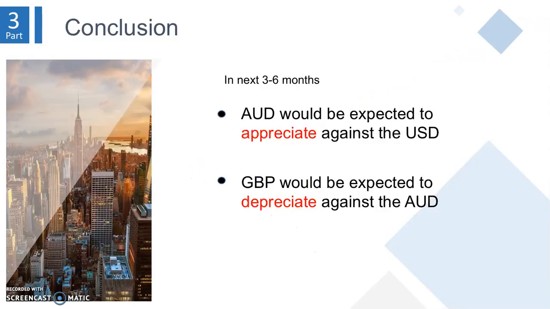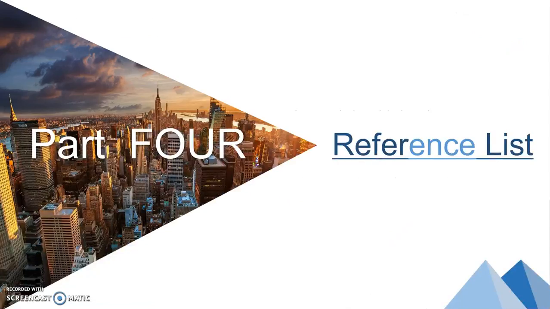In conclusion, in the next 3 to 6 months, the Australian dollar would be expected to appreciate against the US dollar. The pound would be expected to depreciate against the Australian dollar. The following are our reference list.